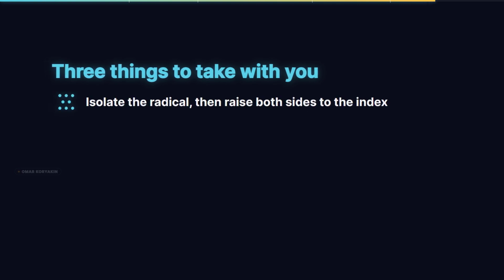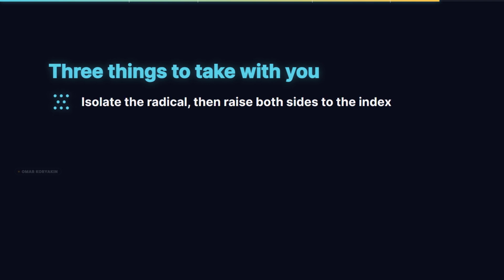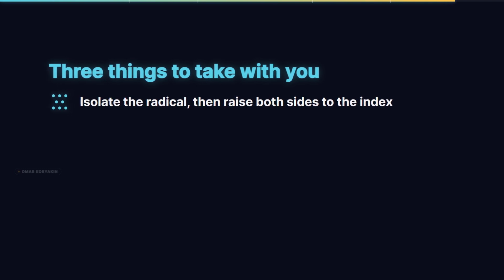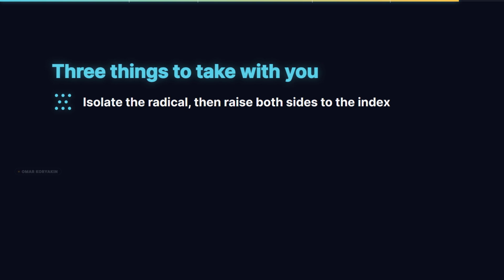Solve the polynomial equation that results. After raising to the index, the radical disappears and you have a polynomial in x. Use whichever technique fits: linear isolation, factoring, the quadratic formula, or others from earlier sections.